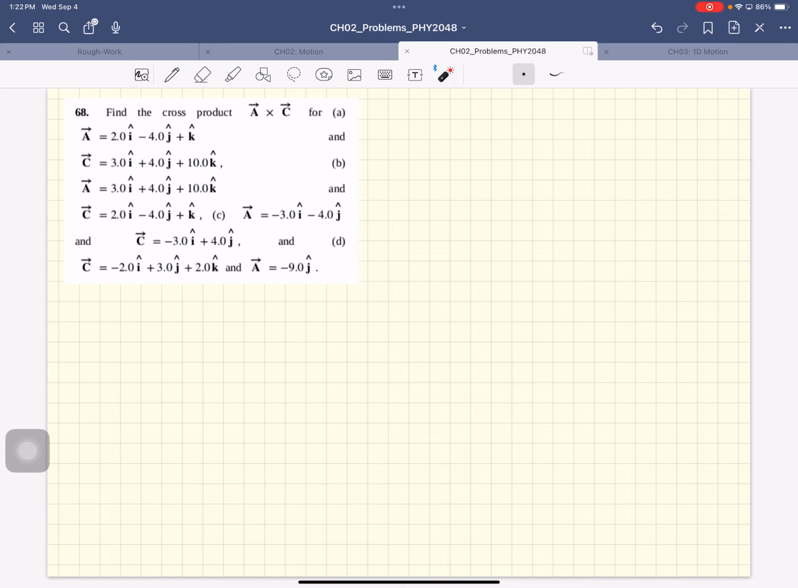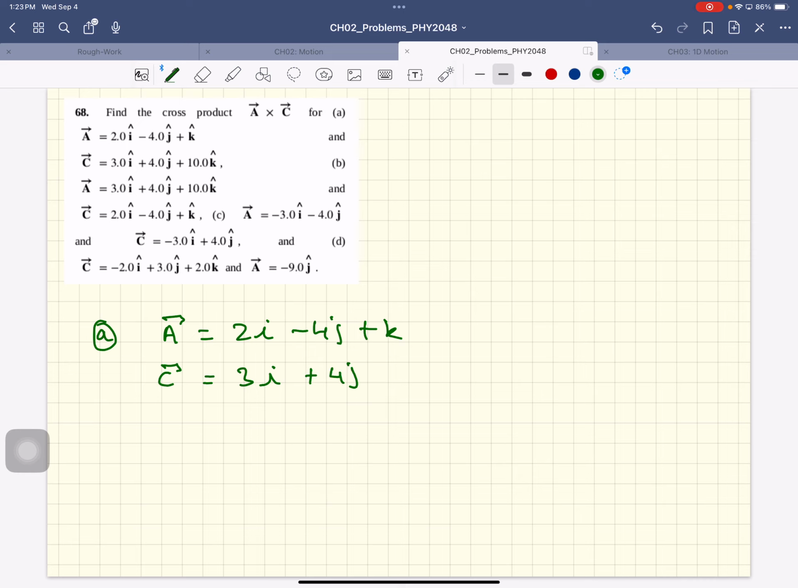All right, so we'll find a cross product. Okay. And let's pick, all right, we can do A because it is three components. B, well, that's also three components. So A or B, it doesn't matter. Any preference? They'll look the same. Okay, so A is 2I minus 4J plus K. C is 3I plus 4J plus 10K.